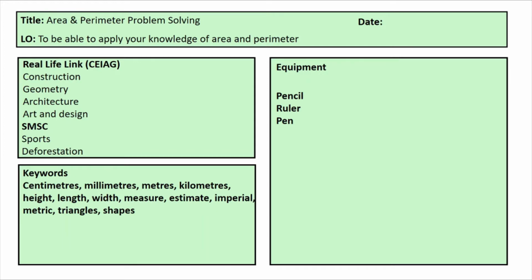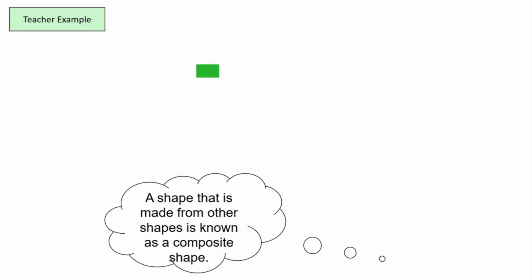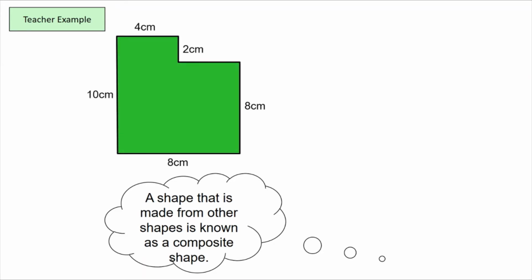The keywords will be pretty much how they've been throughout all of this area topic, where it'll be centimeters, millimeters, centimeters squared, metres, triangles, and etc. As for the real-life link, construction, geometry, and pretty much again the same places where we were talking about it before. As for the equipment, you'll need a pencil, a ruler to just draw some of the shapes, and a pen. So, let's look at this composite shape over here.